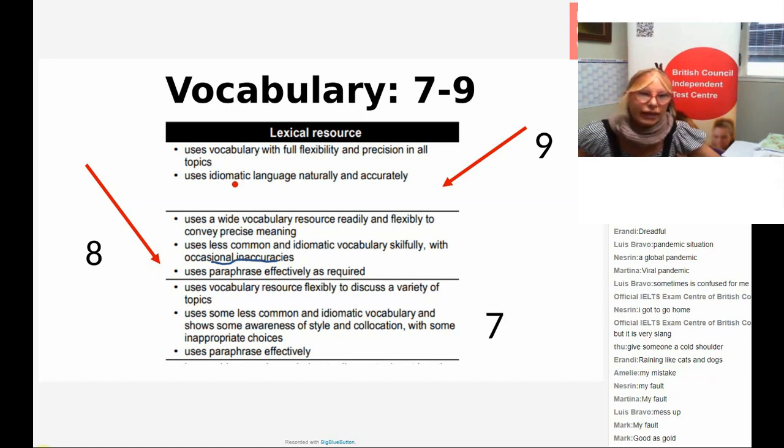Okay. Good as gold. Yes, that's a nice one, Mark. Good as gold. Okay, let's have a look at the 8, because that one is possibly a little bit more doable for some of us.